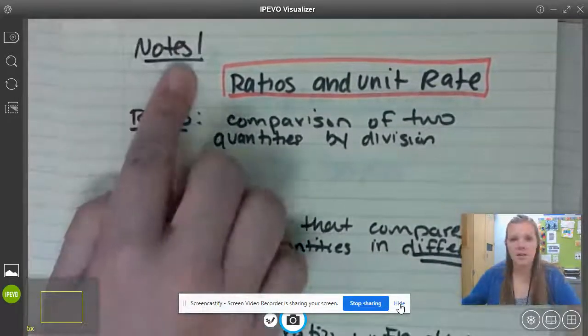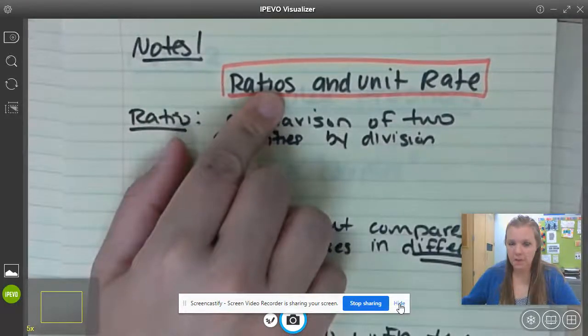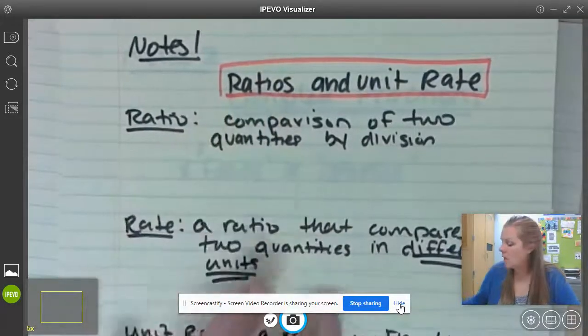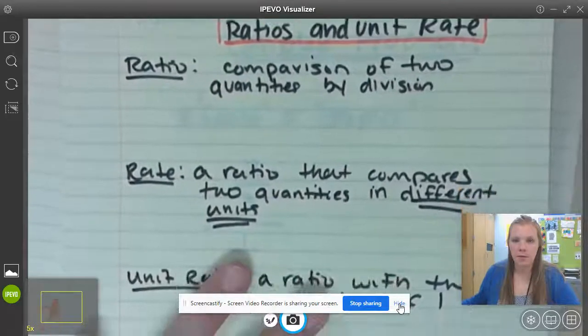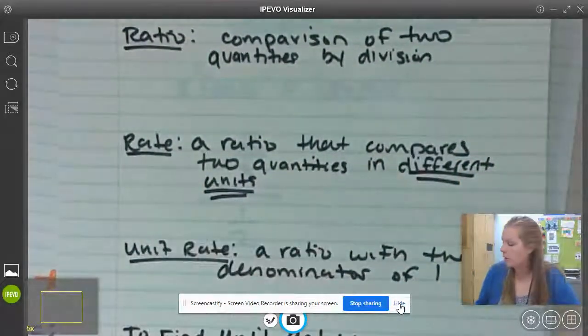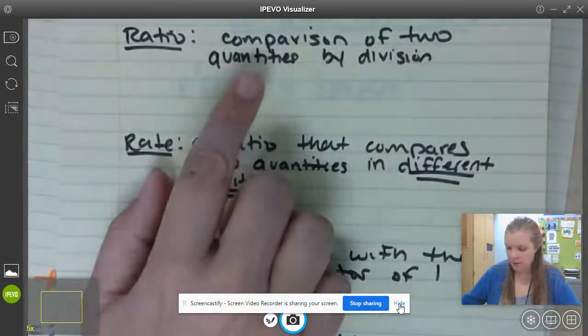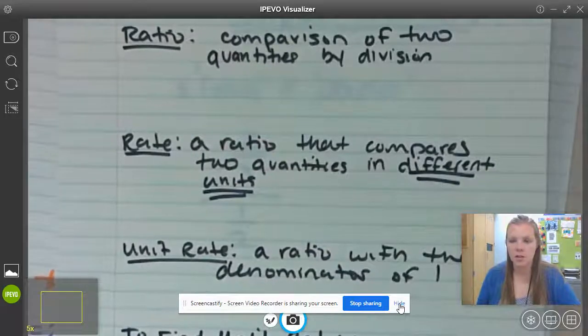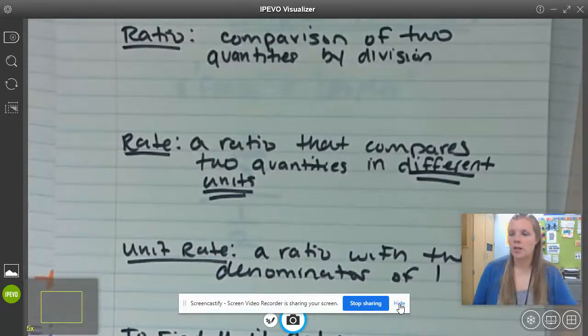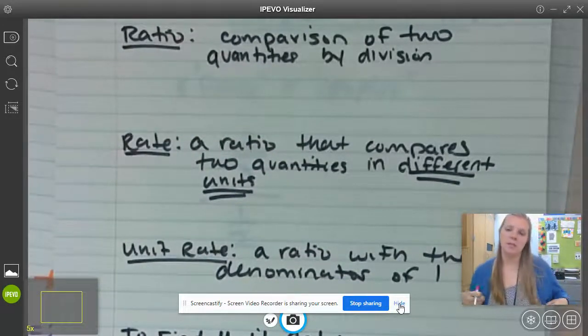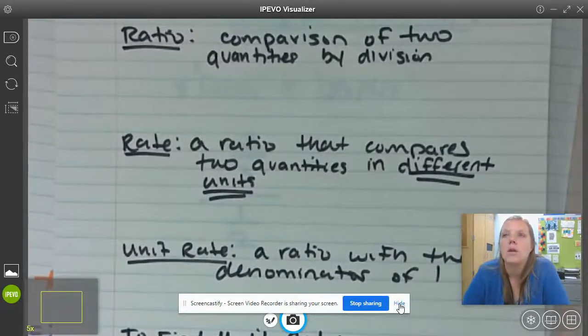So please title these notes Notes 1, and they're called ratios and unit rates. And I have 3 vocabulary words for you to quickly define. A ratio is a comparison of 2 things using division. So I could compare the number of boys in the class to the number of girls in the class. We could compare the number of rainy days to non-rainy days.